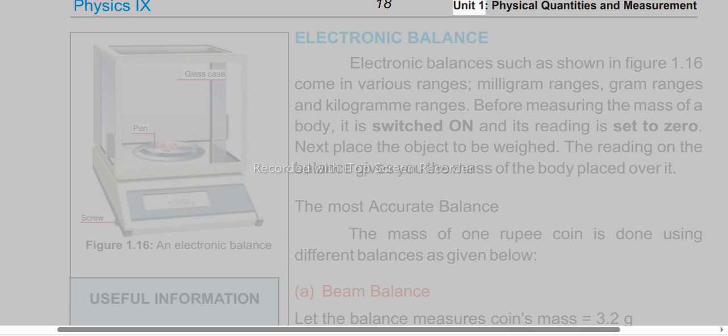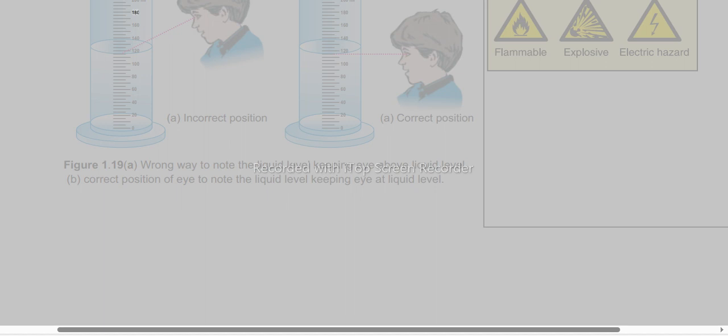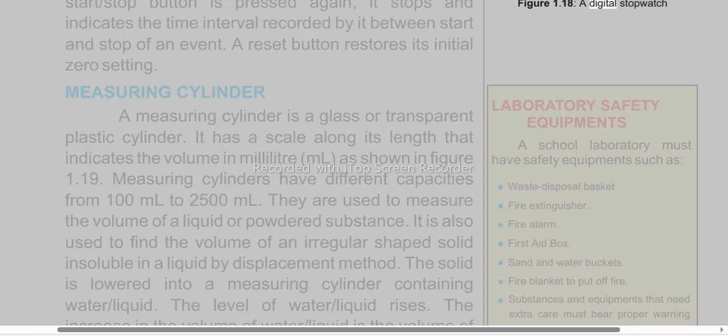Physics 918 Unit 1, Physical Quantities and Measurement. 200 milliliters, 180, 160, 140, 120, 100, 80, 60, 40, 20, 0. A. Incorrect position. B. Correct position. Figure 1.18, a digital stopwatch.